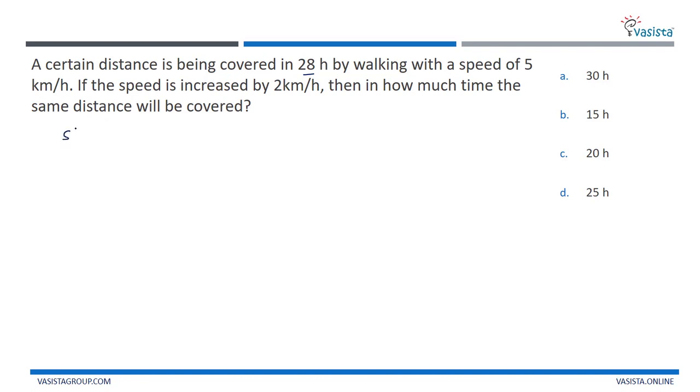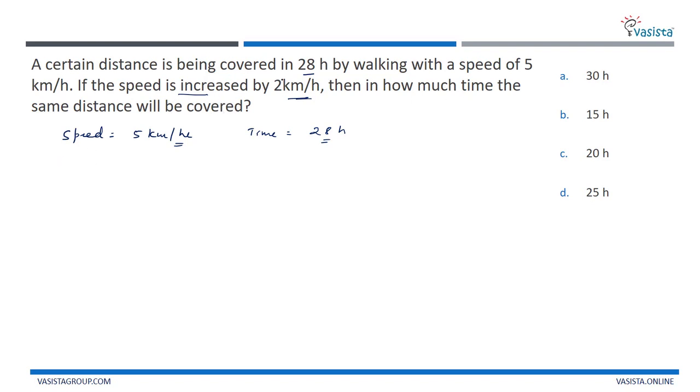They have given the speed, that is 5 km per hour, as well as the time, which is equal to 28 hours. Now what we are supposed to find: if the speed is increased by 2 km per hour, then how much time will the same distance take to be covered.